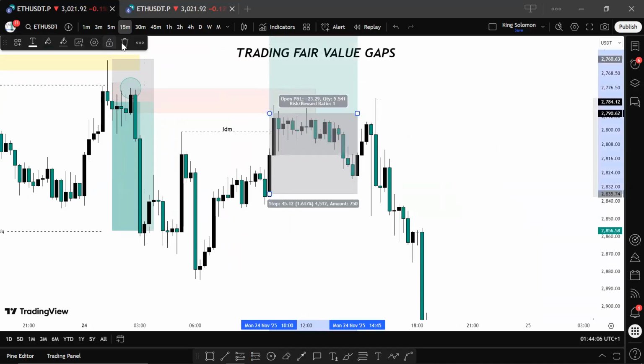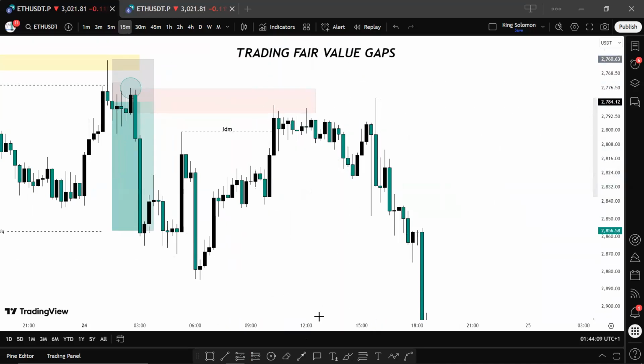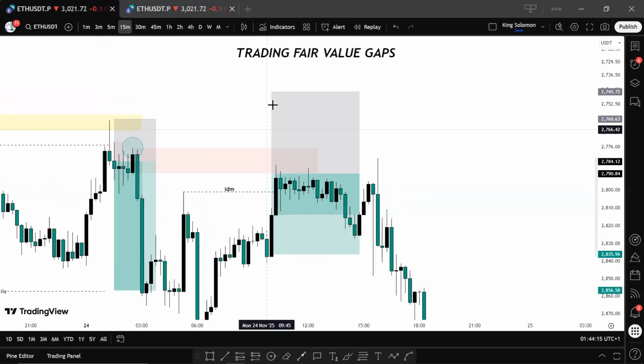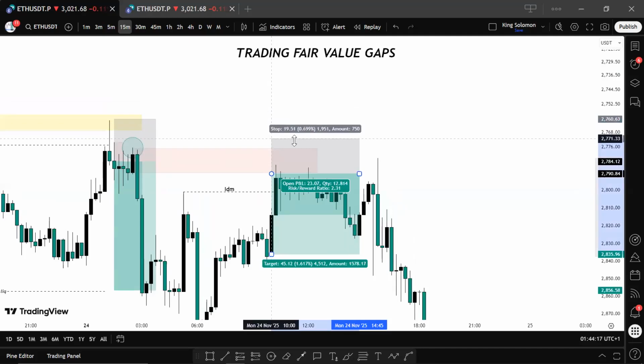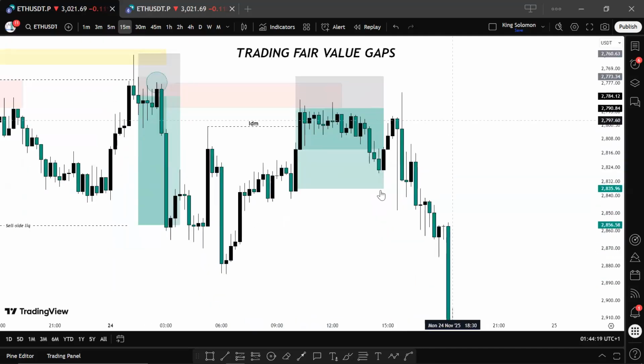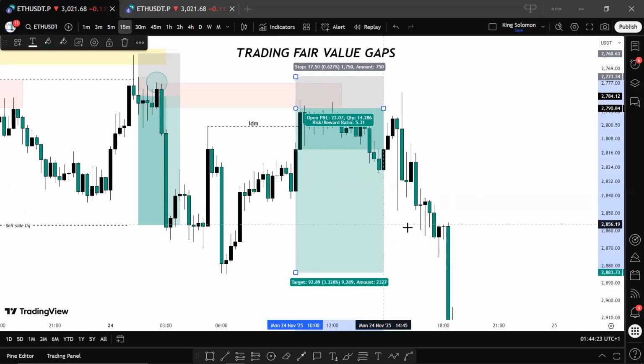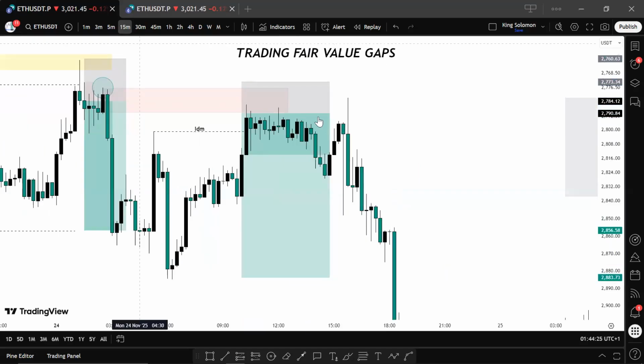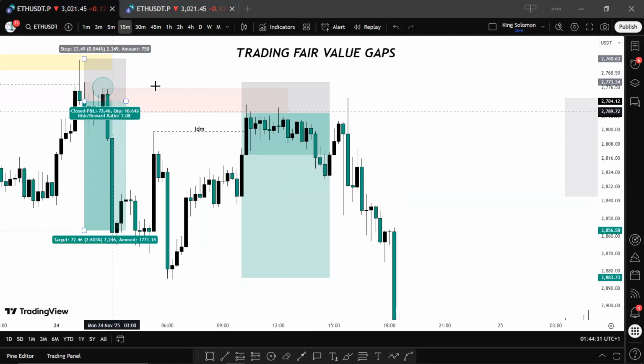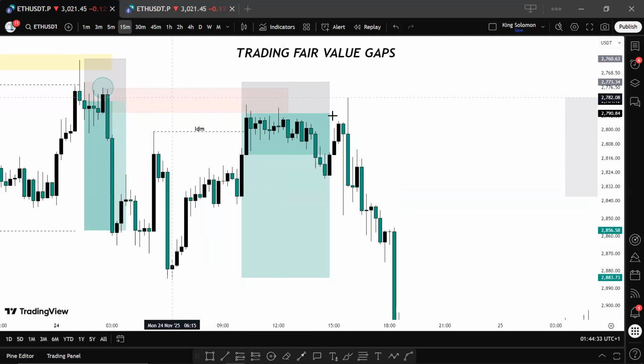Did I take this second trade? No, I did not. Why? I was not on the chart at that period of time. This is the 15 minute time frame. Oh, I was actually on the chart around here, but then I did not analyze this. I actually saw it though.